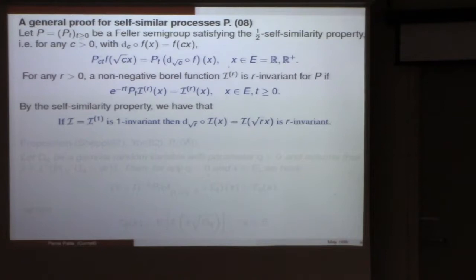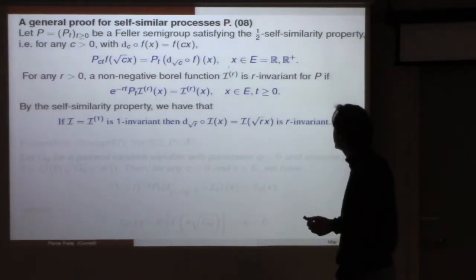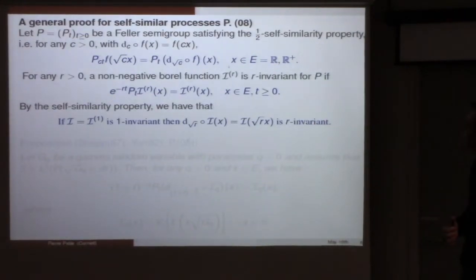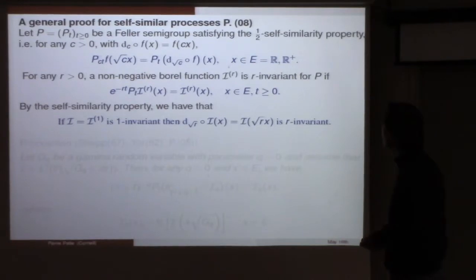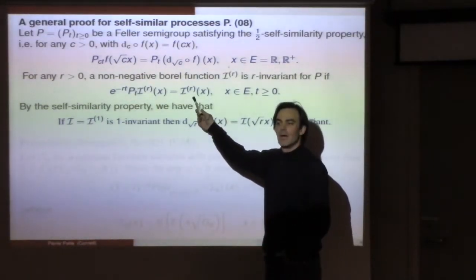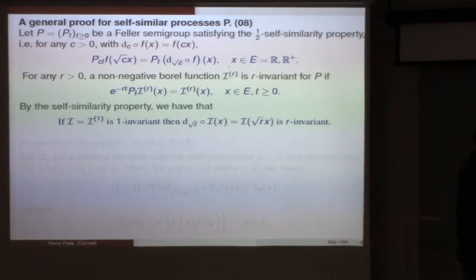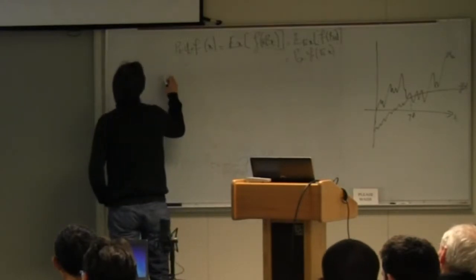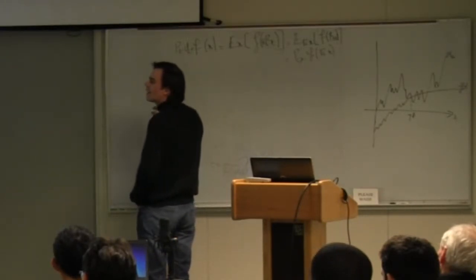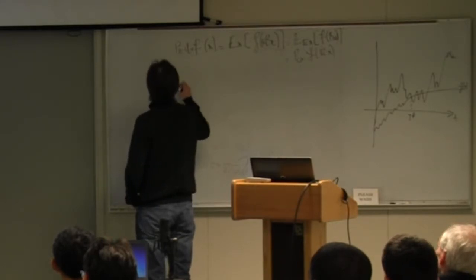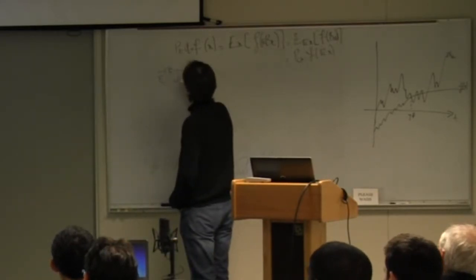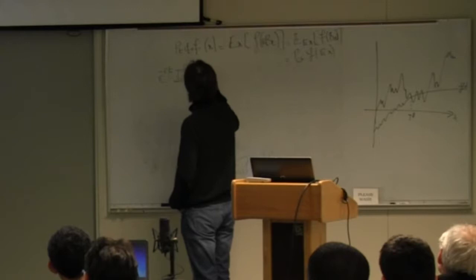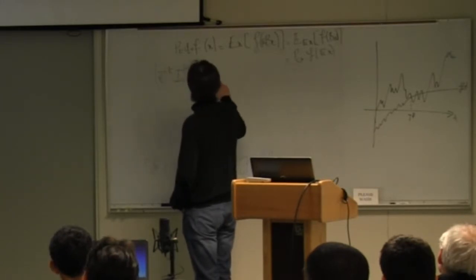So next, I'm introducing another so well-known object in potential theory. It's a so-called r-invariant function. I'm considering a non-negative Borel function which satisfies this identity. Why this type of function is interesting is because they generate Martingales. If I_r is an r-invariant function, then the process exponential of minus rt, I_r of B_t, is a Martingale.